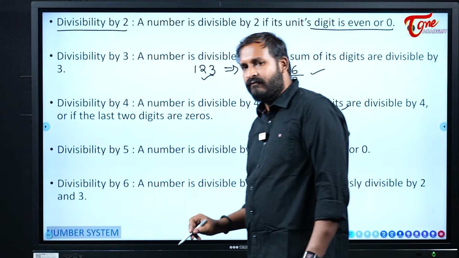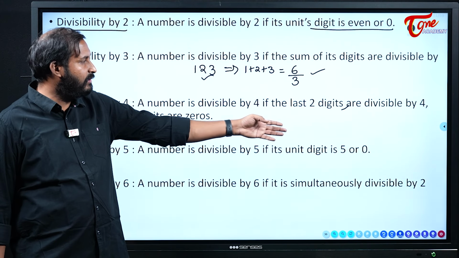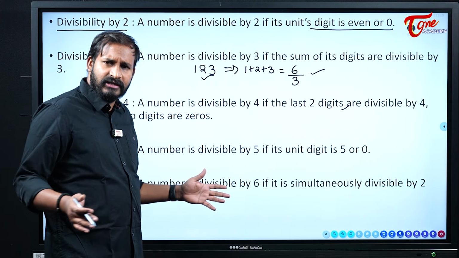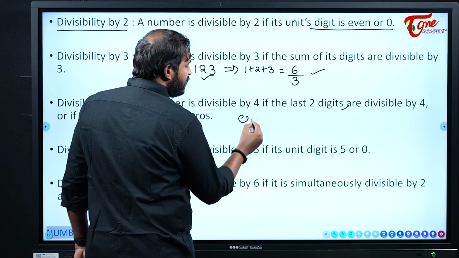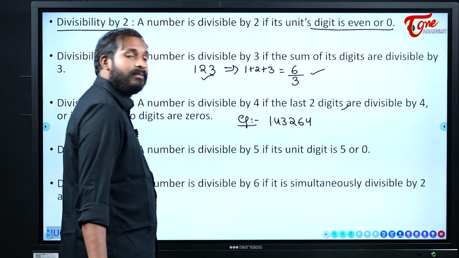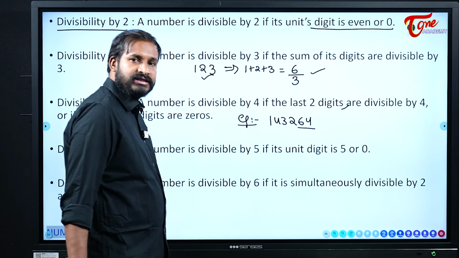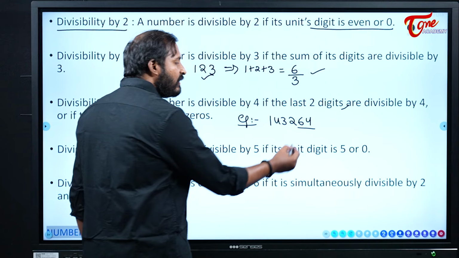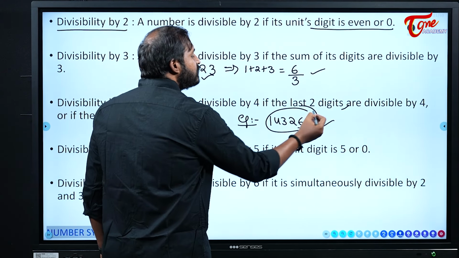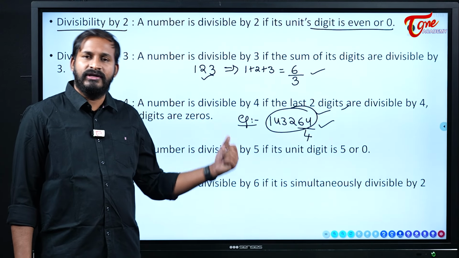Next, what is the divisibility rule of 4? A number is divisible by 4 if the last two digits are divisible by 4 or if the last two digits are zeros. Whatever may be the length of the number, for example, take 143264. The number is very huge, but I only concentrate on the last two digits. I will check whether the last two digits are divisible by 4. Is 64 divisible by 4? Yes. Then obviously the entire number is also divisible by 4.